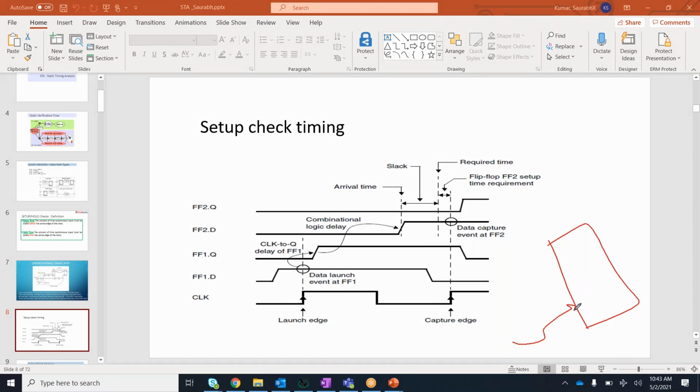Whenever the launch edge comes, it will send the input to the output. Correct? Input data will be sent to the output, but it will have some delay. Data propagating from input to output will have some propagation delay. So with some propagation delay, my data will be available at the Q pin. This is the delay we have.